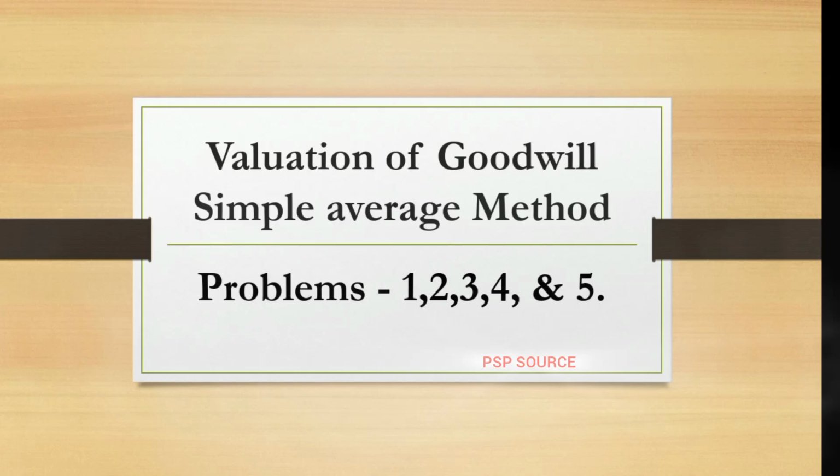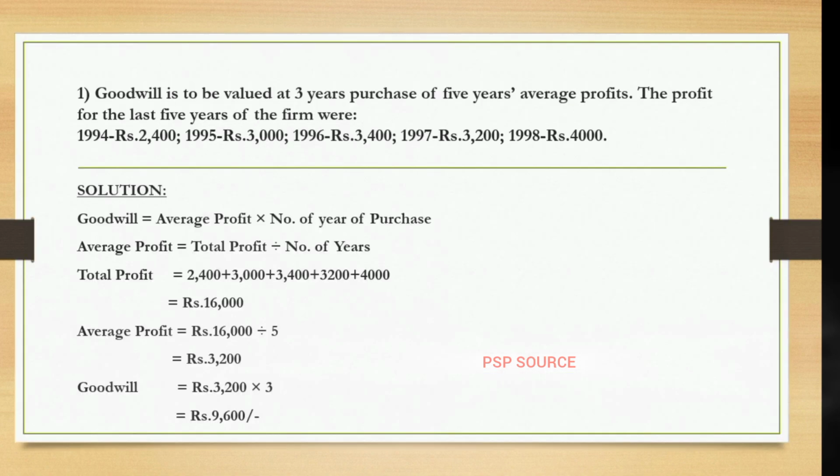So today we are going to discuss the simple average method for valuation of goodwill. We'll go through an example problem to understand the process of valuation of goodwill step by step. The problem is: goodwill is to be valued at 3 years of purchase of 5 years average profit.